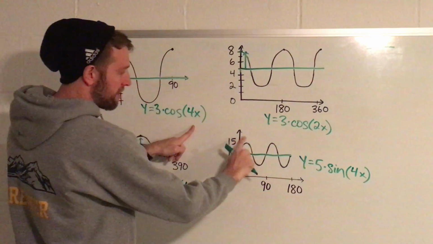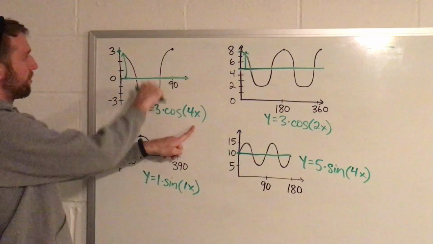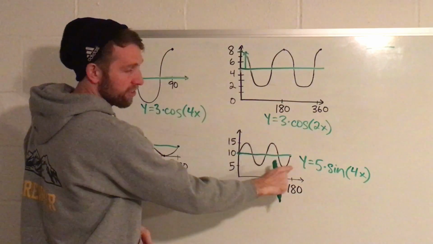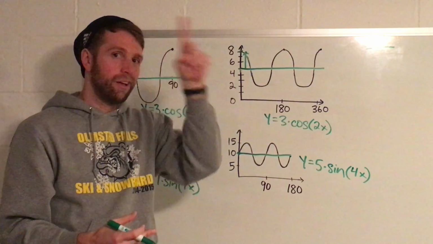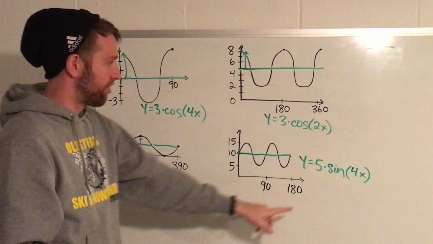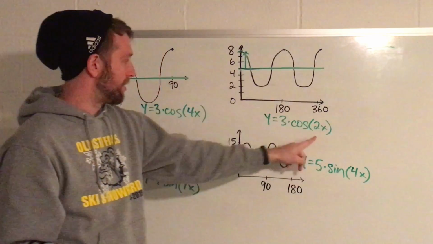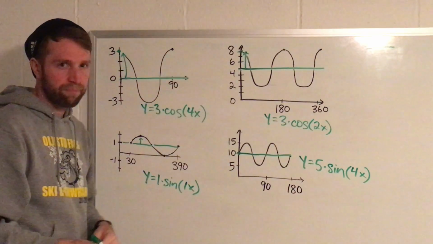Interesting, these both have 4x, but we don't see 4 waves. This one we only see 1 wave. Here we only see 2. We don't actually see 4 waves. That's okay. How many would happen by 360? That's called our frequency, in there with the x.